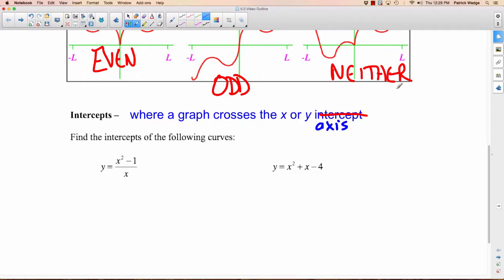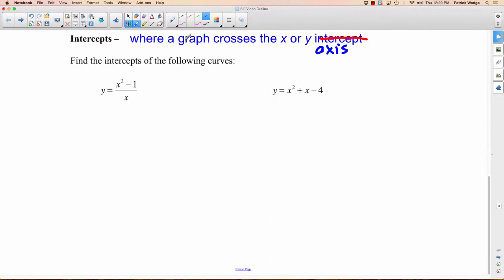And what we're going to do here is we're going to find the intercepts of the following curves. So let's start by getting the y-intercept. So what's true for every y-intercept? Every value that's a y-intercept has an x value of 0. So what you need to do is you need to plug 0 into the x's. So if we do that, we'll get y equals 0 squared minus 1 over 0. This is a problem because we're now dividing by 0. So you're not allowed to do this, which means what? That means there is no y-intercept.